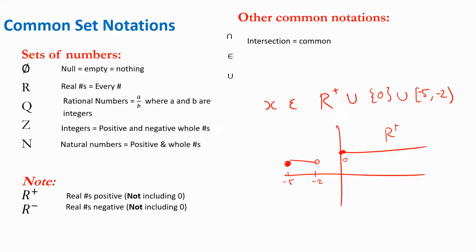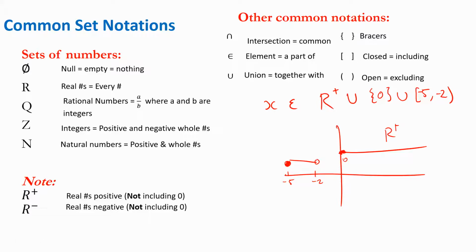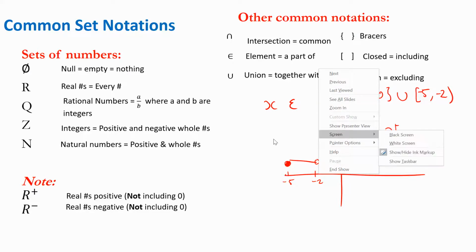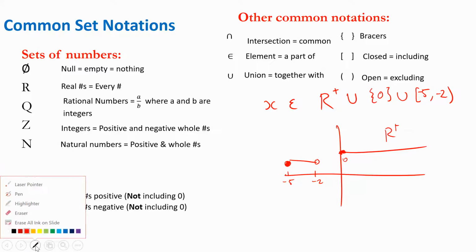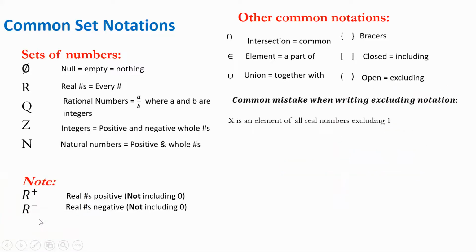Cool. Right. Now, so we've done union, we've got the brackets, braces, we've got close and open, excluding. I'm just gonna, how do I clear this again? Clear ink. Okay, here we go.